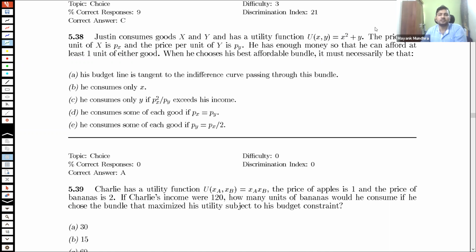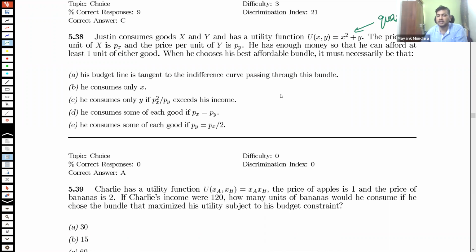Okay, so these are also quasi-linear preferences. But these are not necessarily convex. Why are they not necessarily convex?